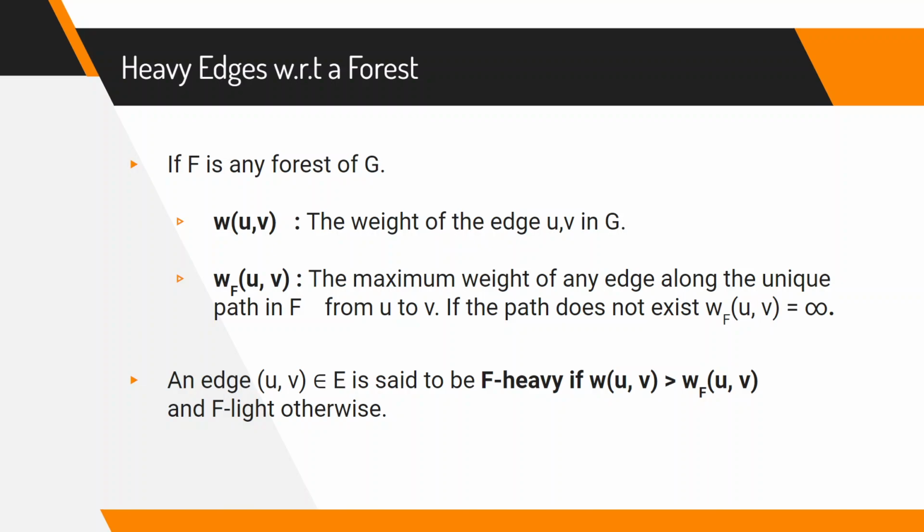An edge u comma v, which is an element of E, is said to be F heavy if weight of u comma v is greater than wF of u comma v, and F light otherwise. The terms are self-explanatory. In particular, all the edges in F must be F light, and edge u comma v is F heavy if the forest F contains a path from u to v using only edges of weight smaller than that of u comma v itself.